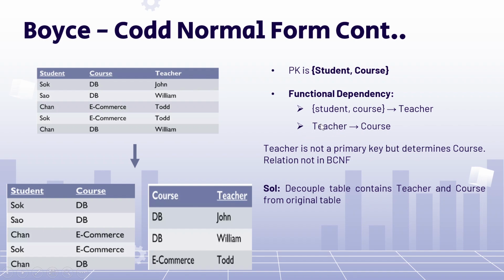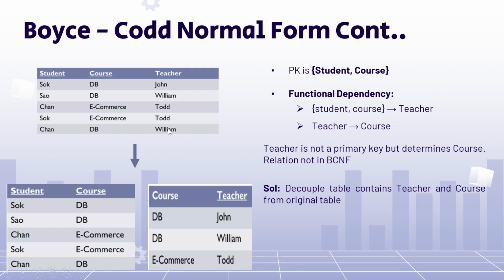key. So here in BCNF, in x determines y, x should be a super key. Then only we can say that it is in BCNF form. Here teacher determines course, teacher is not a super key. So the relation is not in BCNF form.